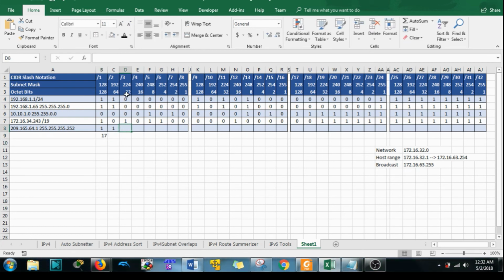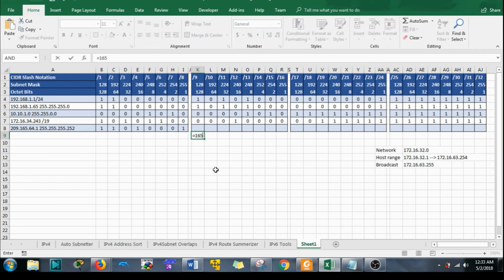All right, so looks like 17 can't go inside there, so we're going to say 0. 16 can go inside of 17, so we're going to say 1 there. Of course, our remainder is going to be 1. So a 0 for the 8s, 0 for the 4s, 0 for the 2s, but we can put a 1 inside that, and that would get rid of it. Our next address is going to be 165 minus 128, because we can definitely put a 128 inside there.